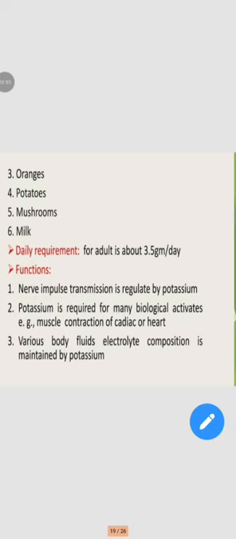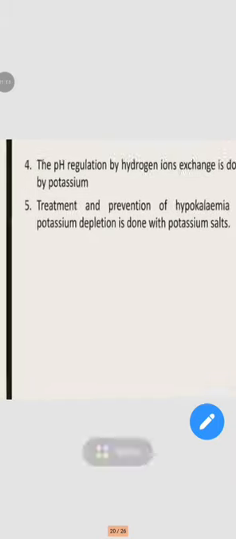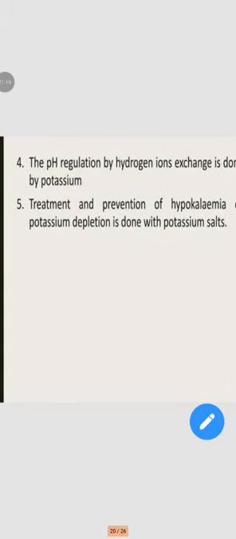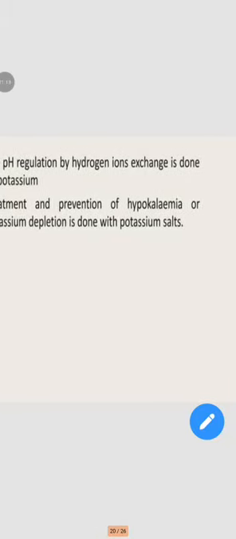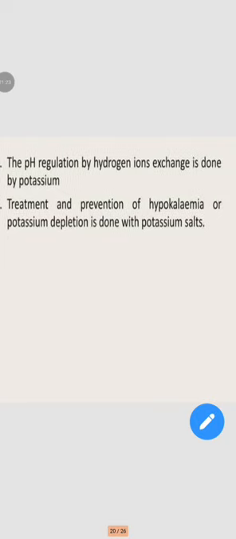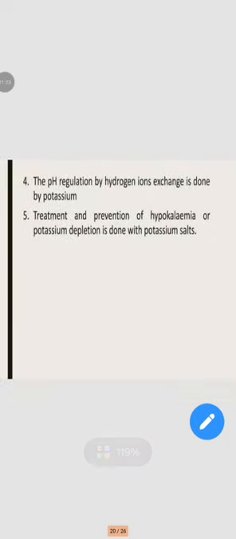Potassium is required for many biological activities such as muscle contraction of the cardiac muscle or heart. The electrolyte composition of various body fluids is maintained by potassium. The pH regulation by hydrogen ion exchange is done by potassium. The treatment of hypokalemia, or potassium depletion, is done with potassium salt.